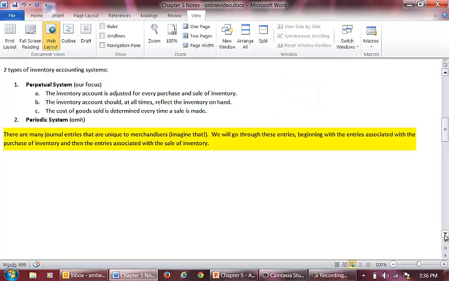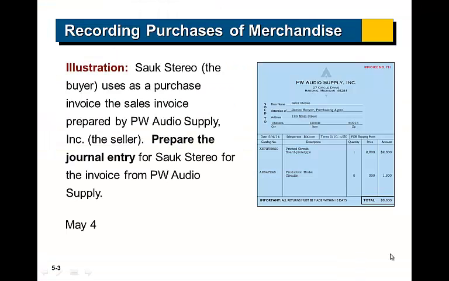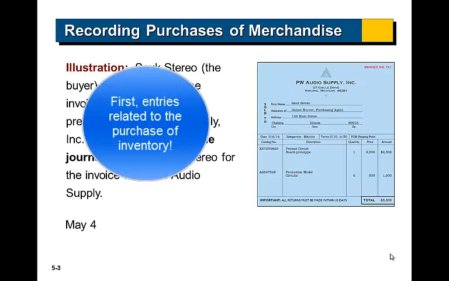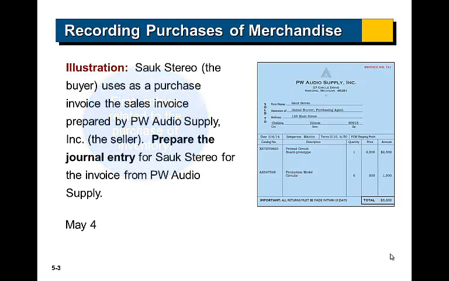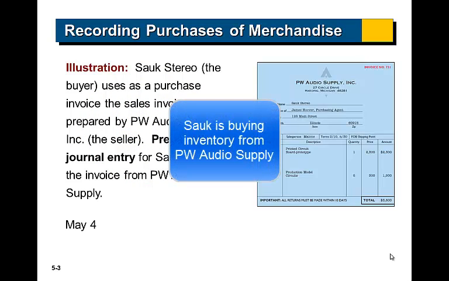There are numerous general journal entries that are unique to merchandisers, both for the purchase and sale of inventory. We will go through these entries using an example. The order of the entries in the example is the same order in your notes, so it will be easy to follow along. We will begin with the entries related to the purchase of inventory. In this example, SOC Stereo is buying inventory from PW Audio Supply. So, we will go through the entries for SOC first and then PW Audio Supply.